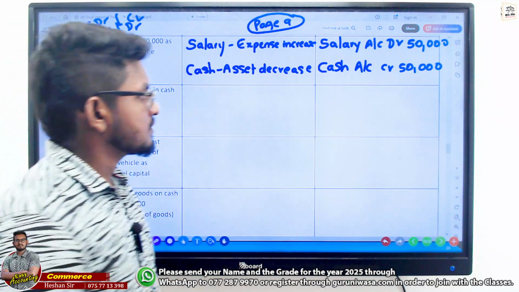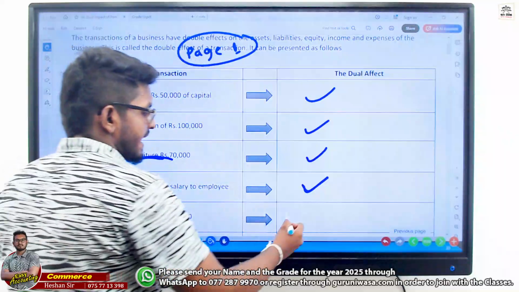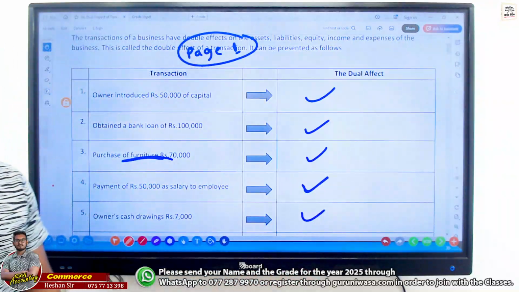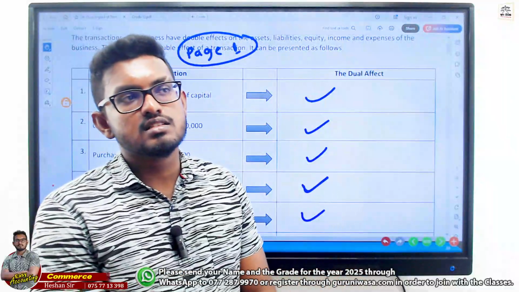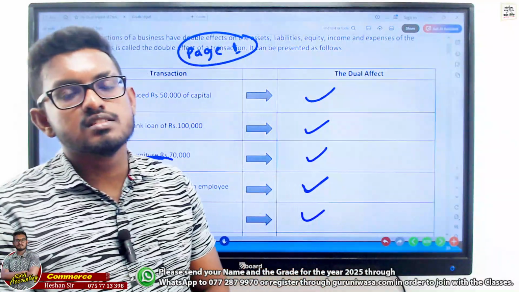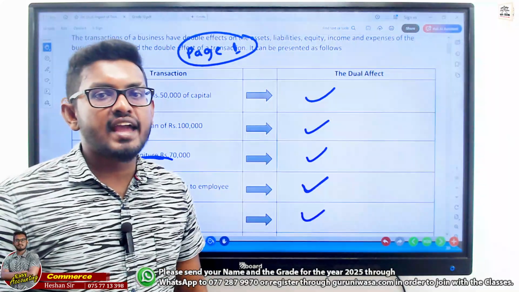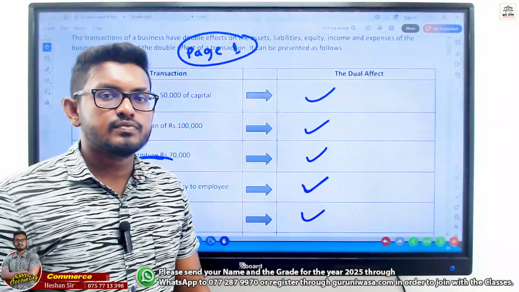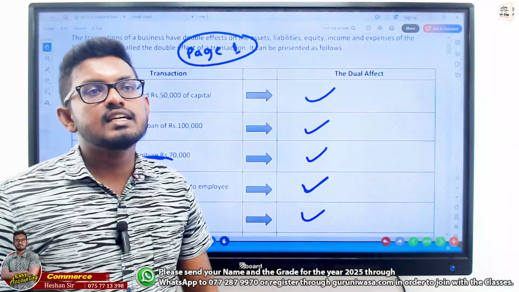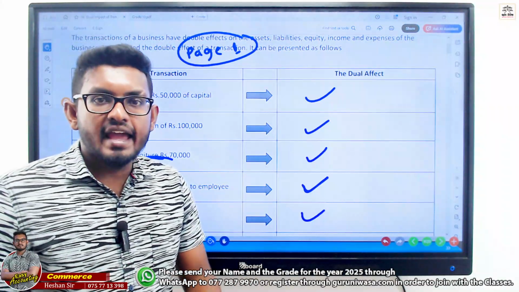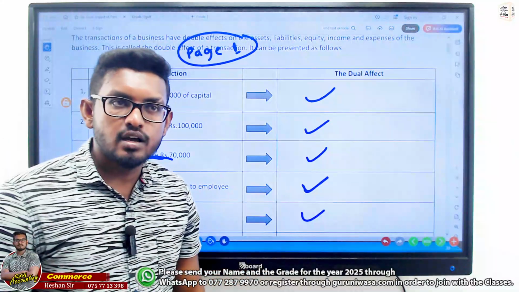Right. Next one, number 5. We wrote owner's cash drawings. Can anyone tell me the dual impact? Increase, decrease, dual impact. Yes, cash drawings. When the owner withdraws cash, the owner's ownership decreases. Yes, drawings equity decreases. When the owner withdraws cash, what will happen to business cash? Decrease. Am I clear to you guys?